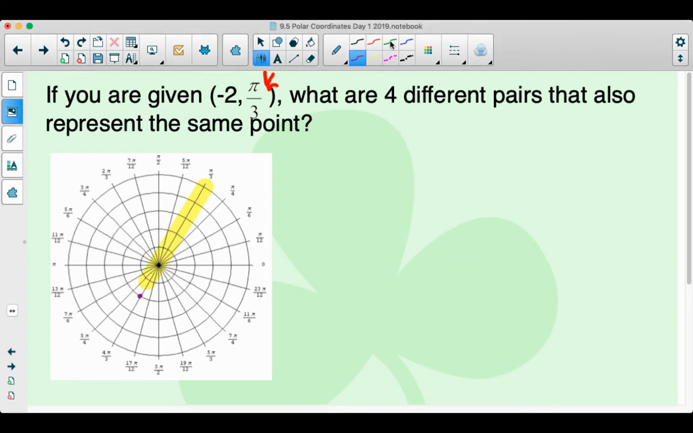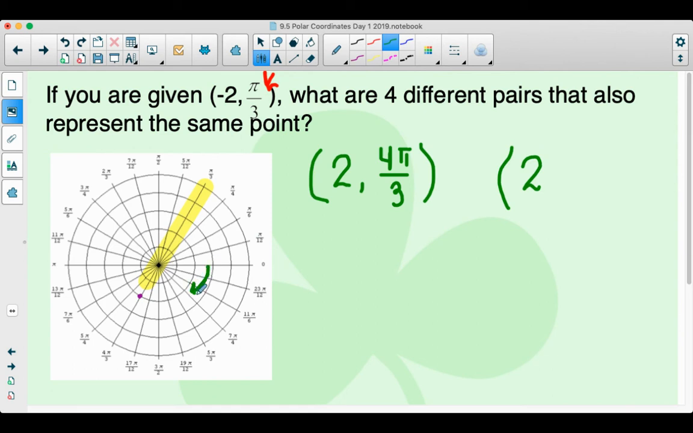So some of the straightforward ones that you could have gotten right away are just calling it by where it actually lands, 2 comma 4 pi thirds. That's probably the easiest one. We've also worked with coterminal angles, so another one that could be pretty easy is finding it in terms of going in the clockwise direction. So we would have a negative angle here. So 2 comma negative 2 pi thirds.